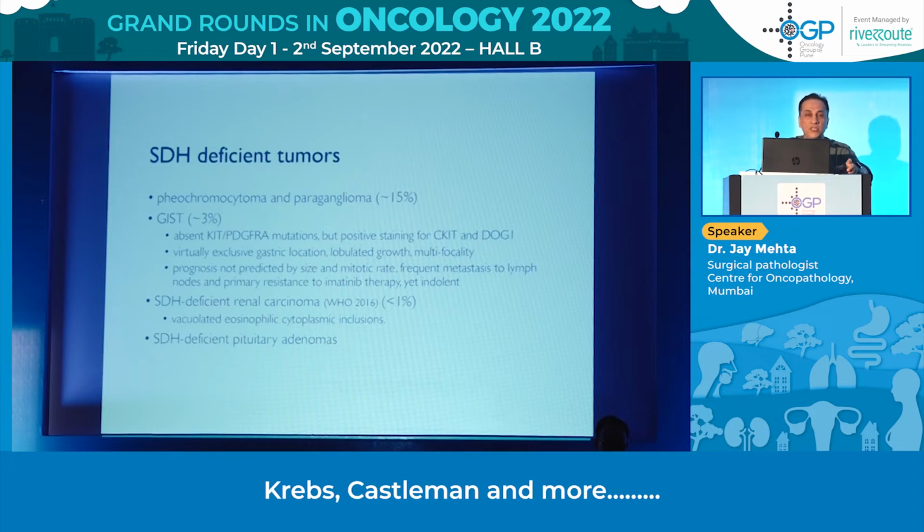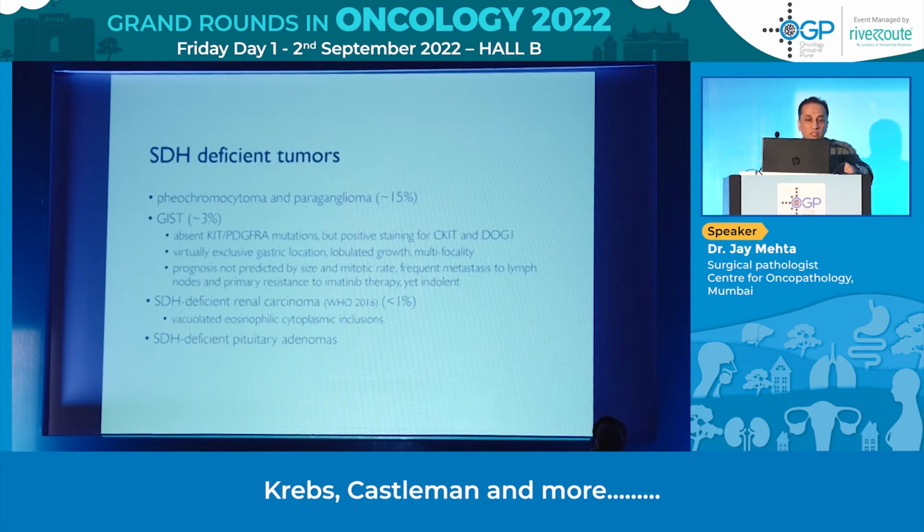They, for some strange reason, almost have an exclusive gastric location. They're typically epithelioid in morphology. And while we give the prognostication for most gastrointestinal tumors in terms of their size and mitotic activity per 50 high power fields, that's not the case with SDH mutant GIST. They frequently metastasize to lymph nodes. And as I said, because they don't have a KIT or PDGFR mutation, they would qualify as a wild type GIST. They are resistant to imatinib. But overall, clinically, they behave indolently.